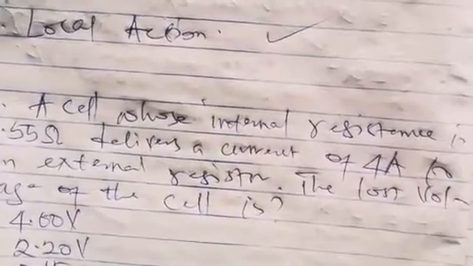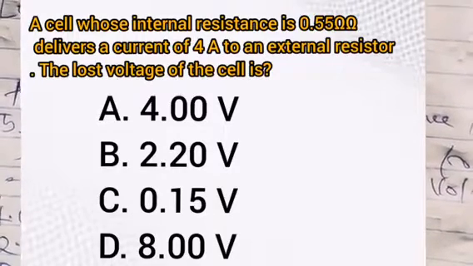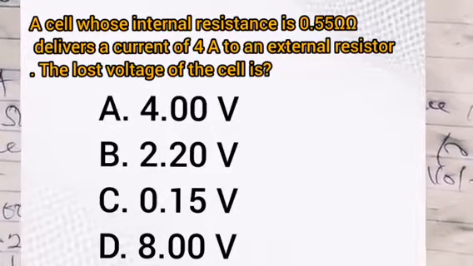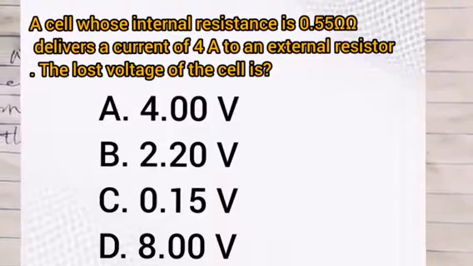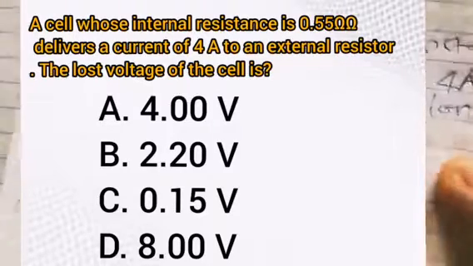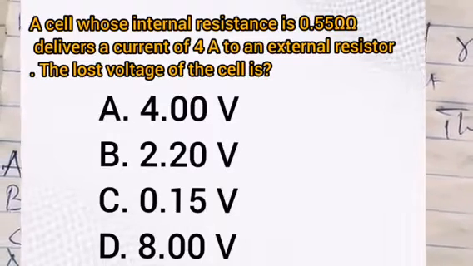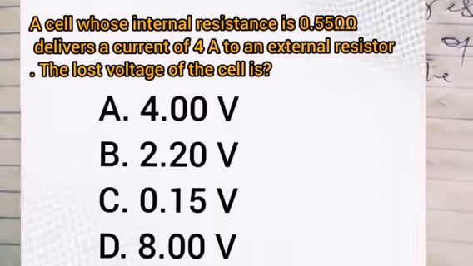Question 10 says, a cell whose internal resistance is 0.55 ohm delivers a current of 4 amps to an external resistor. The question says, the lost voltage of the cell is. Okay, so we're given options. A says 4.0 volts, B says 2.20 volts, C says 0.15 volts, and D says 8.00 volts.